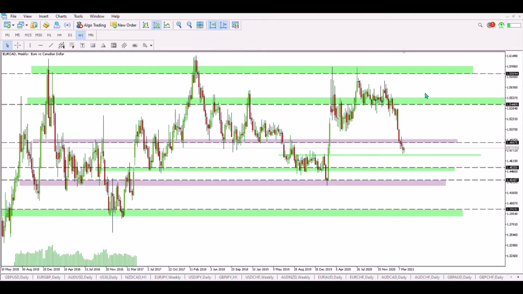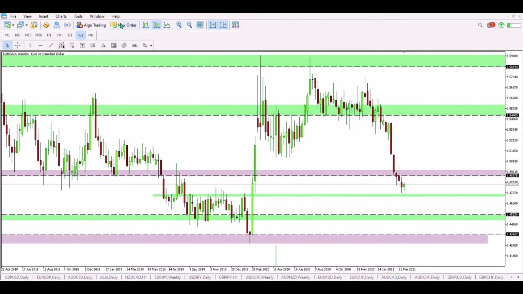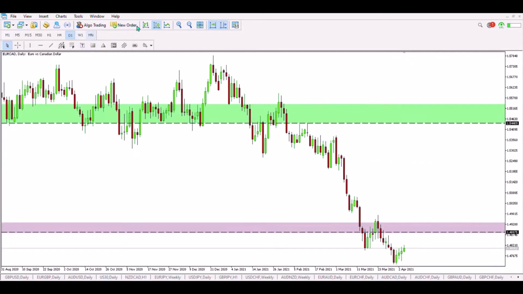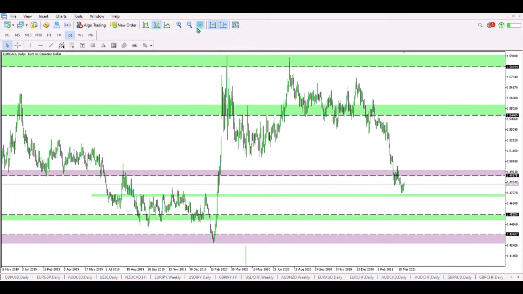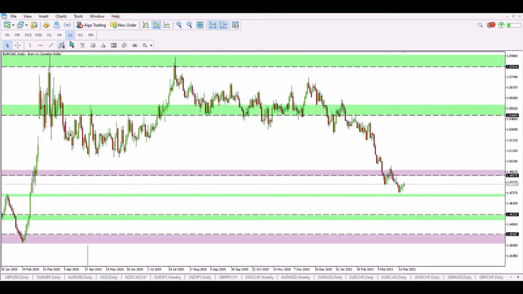This is the pair, guys, that is going like a waterfall to the downside. Here we had a consolidation box. Let's go back to daily chart so we can see. Here we had two important consolidations. One was here and the other one was here.